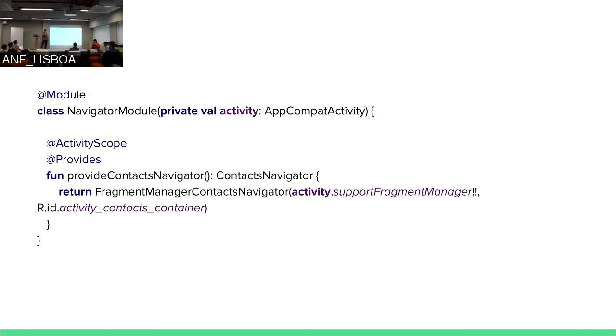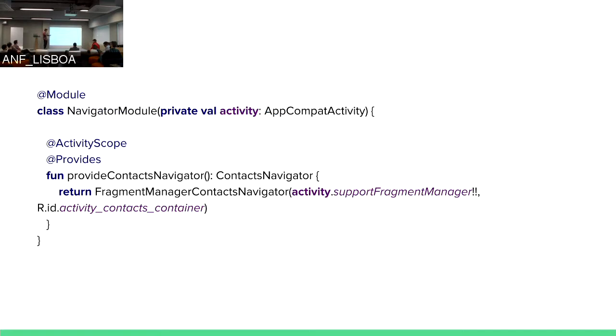Again, there's a scope there saying that it will be created once, the first time someone requires it by the inject annotation, and then as long as the activity component lives, it will be the same instance. Here I do the same strategy that I did with the content resolver thing. I have the activity as a parameter of the constructor of navigator module, so I can have access to the fragment manager, so I can navigate between my fragments.